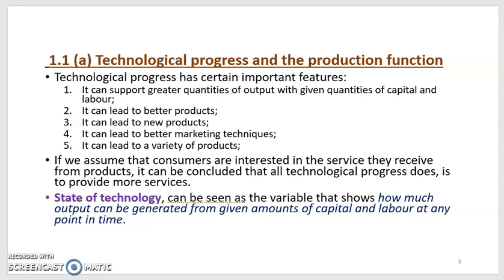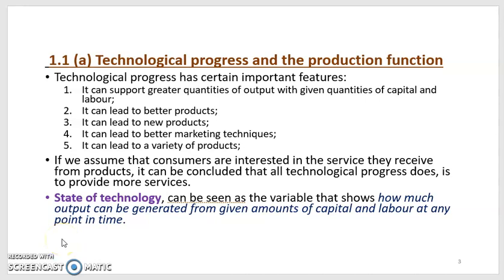So if we think of output as the set of underlying services provided by the goods produced in the economy, we can think of technological progress as leading to an increase in output for a given amount of capital and labor. Given this, we can think of the state of technology as a variable that tells us how much output can be produced from a given amount of capital and labor at any time.